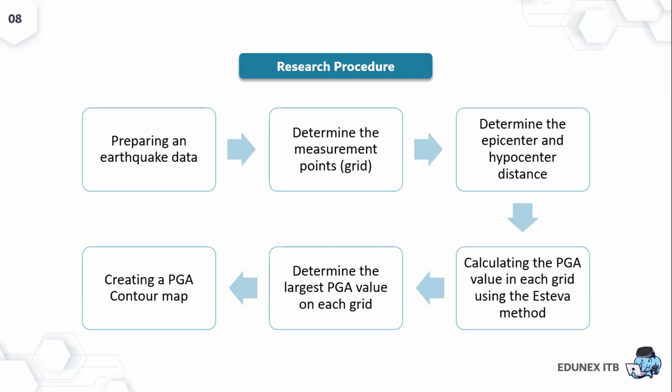Next, calculating the PGA value in each grid using the Esteva method, where the calculation is done using Microsoft Excel, and then determine the largest PGA value on each grid. And the last one is creating a PGA contour map using the interpolation method in ArcGIS.